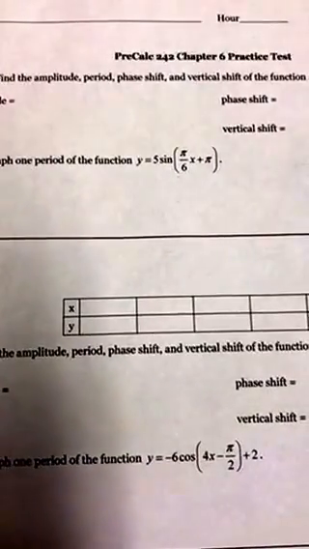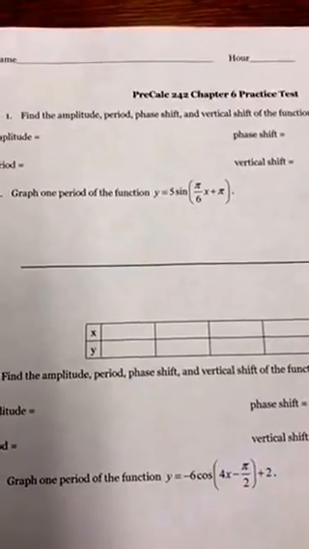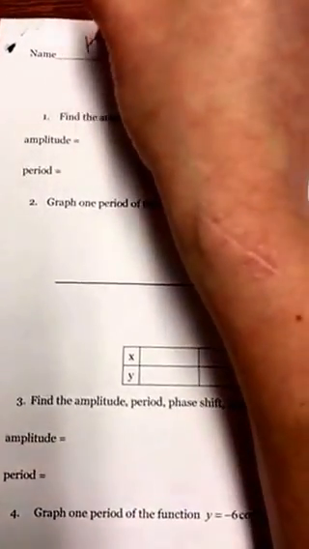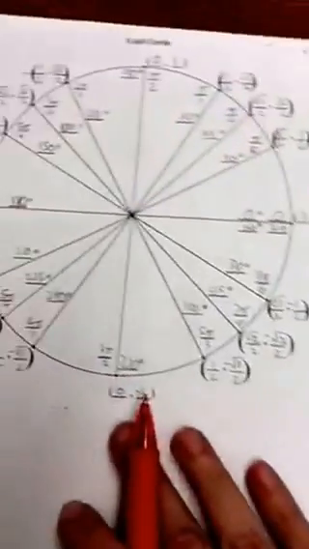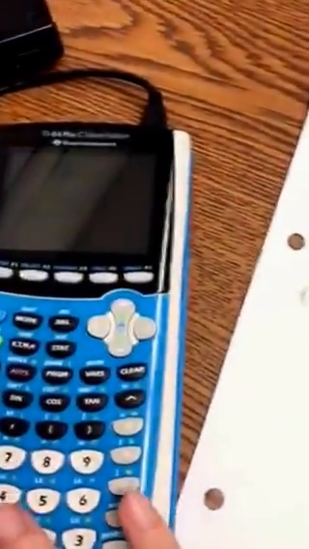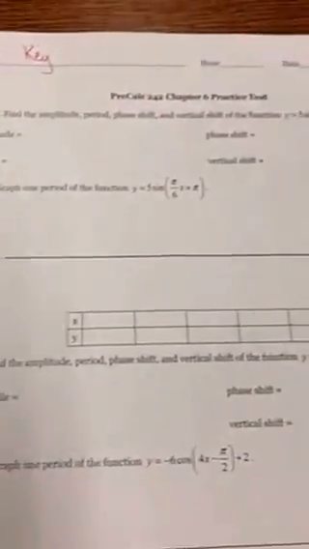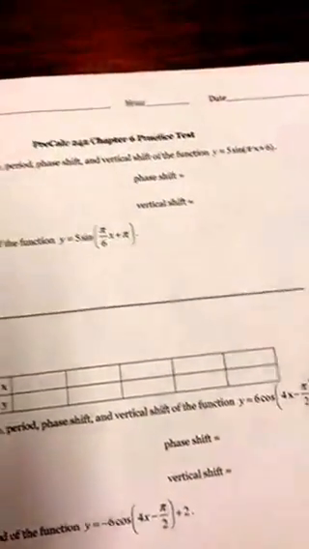Okay, we're going to do the Chapter 6 practice test. After you write your name on it, make sure you have a unit circle. This one's not mine, but I'm going to borrow it. And then your calculator. So give the amplitude, period, phase shift, and vertical shift of the function given there.